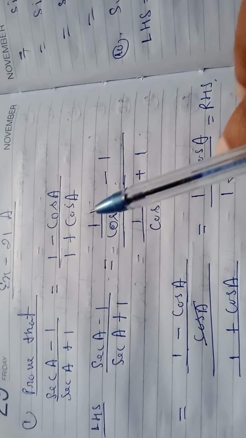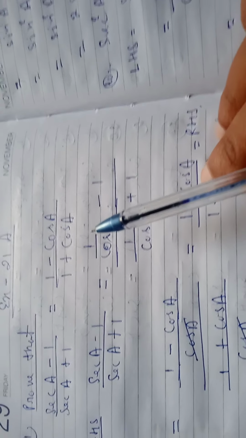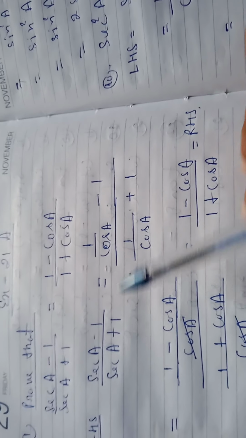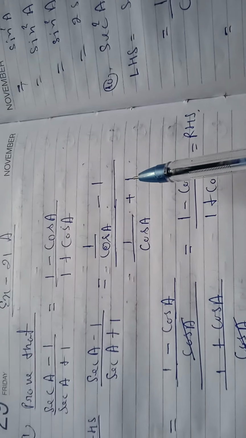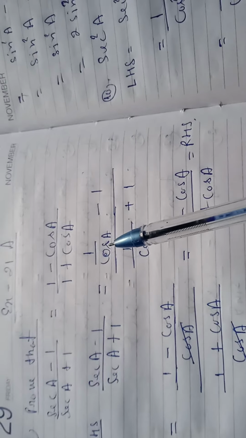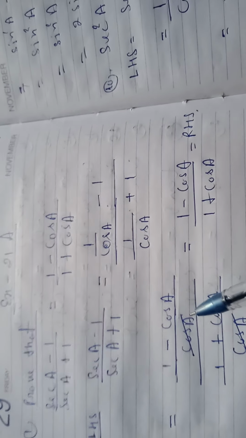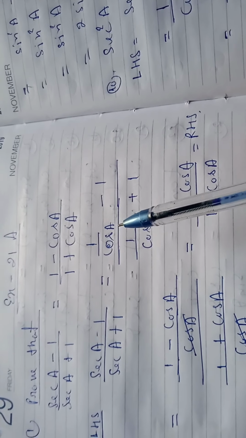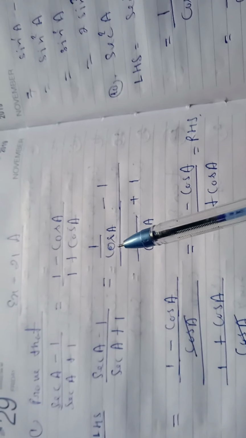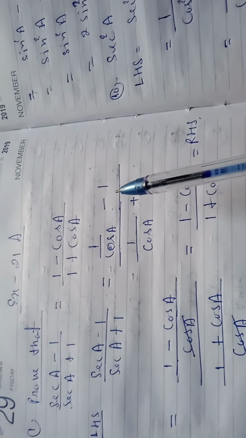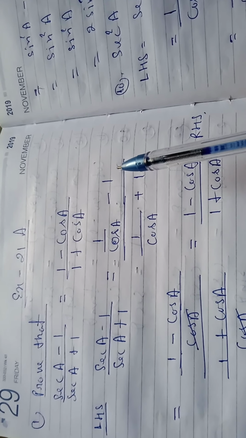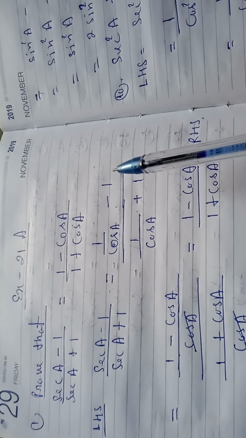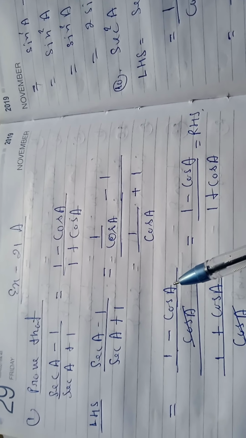In place of sec, according to the formula, we can write 1 by cos a minus 1. Then again for sec a, we can write 1 by cos a, plus 1. Then we'll take the LCM, cos a, and 1 by 1 is here. Since cos into 1 we are getting cos, and 1 into 1 we'll get 1 itself here. Then 1 by 1, so 1 into cos, again cos a.